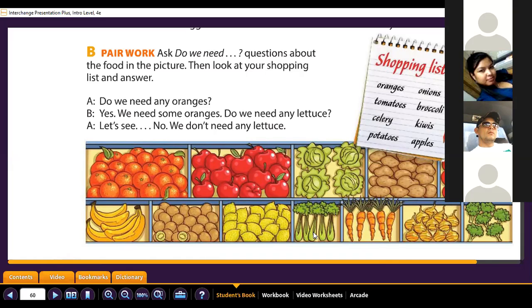Now let's practice asking. Let's read the example. Do we need any oranges? Yes, we need some oranges. Do we need any lettuce? Let's see. No, we don't need any lettuce.